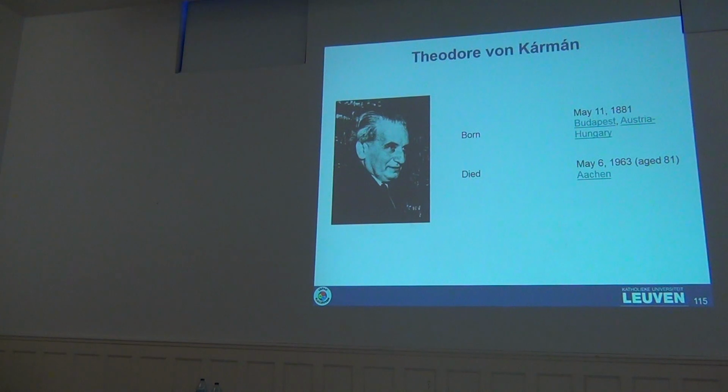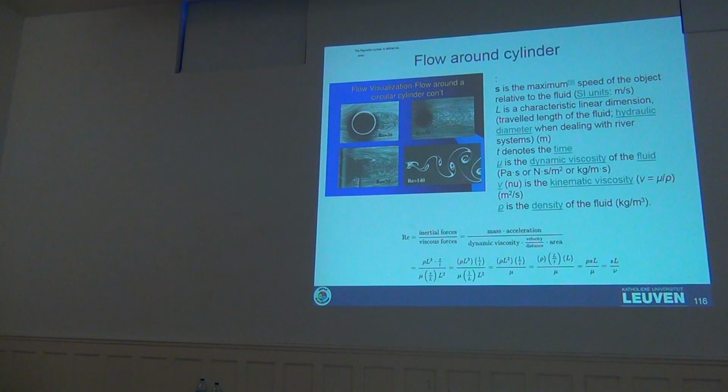Theodor von Karman was born in Hungary in 1881 in Budapest. And then in the 30s, he immigrated via some other European countries to the States, working a lot in the United States, and then came back to Germany after the war, where he passed away, aged 81, in 1963, not far from Leuven in Aachen, in Germany. So, he considered mathematics and all tricks related to flow, turbulence of gases and of fluids.